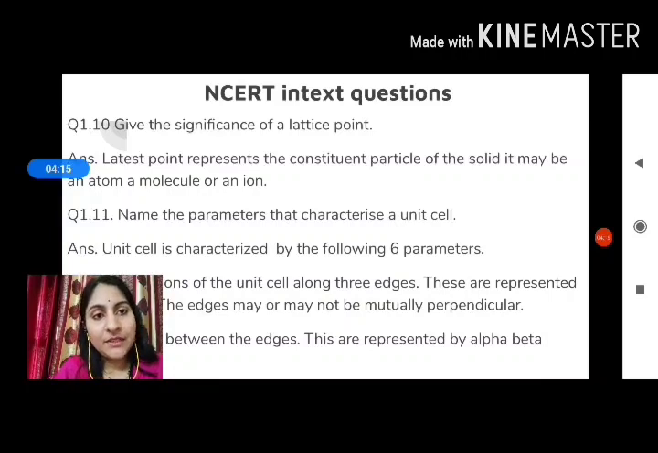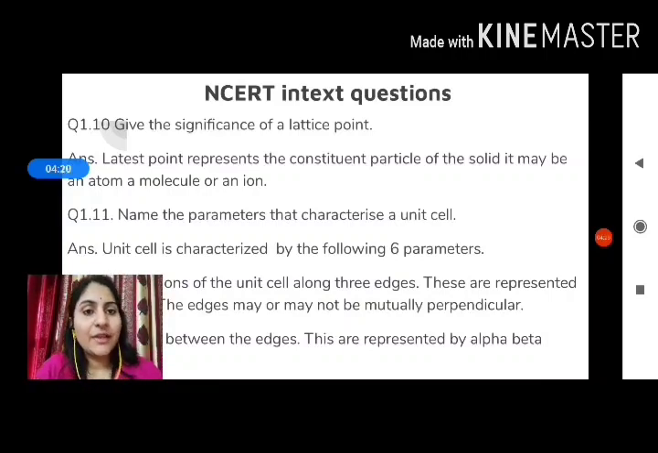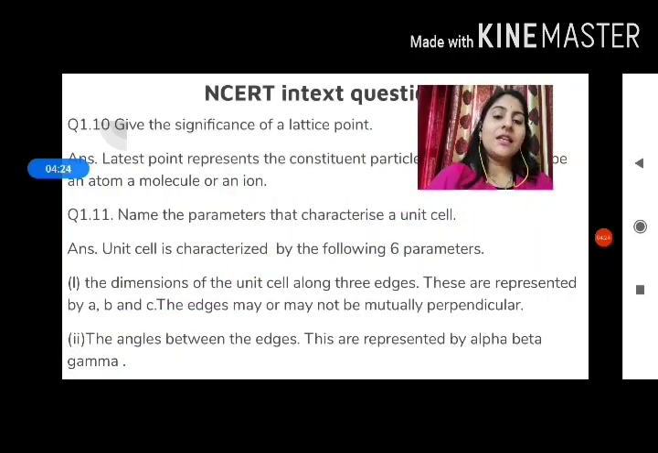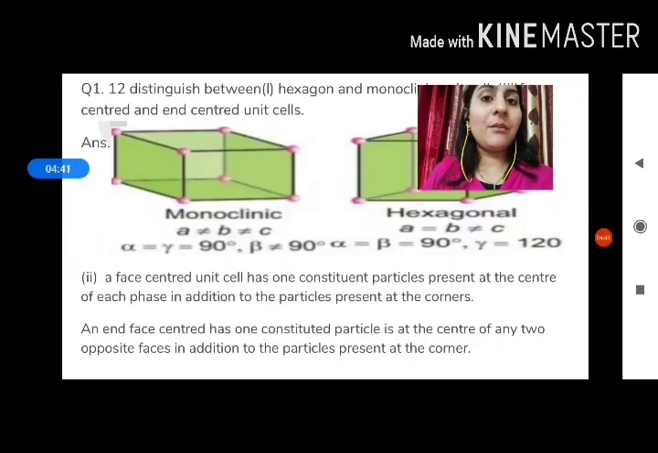Name the parameters that characterize a unit cell. Unit cell is characterized by the following 6 parameters. This we have also discussed in our class. First, the dimensions of the unit cell along the 3 edges. These are represented by a, b and c, that is the edge lengths. The edges may or may not be mutually perpendicular. Second, the angles between the edges, and these are represented by alpha, beta and gamma.